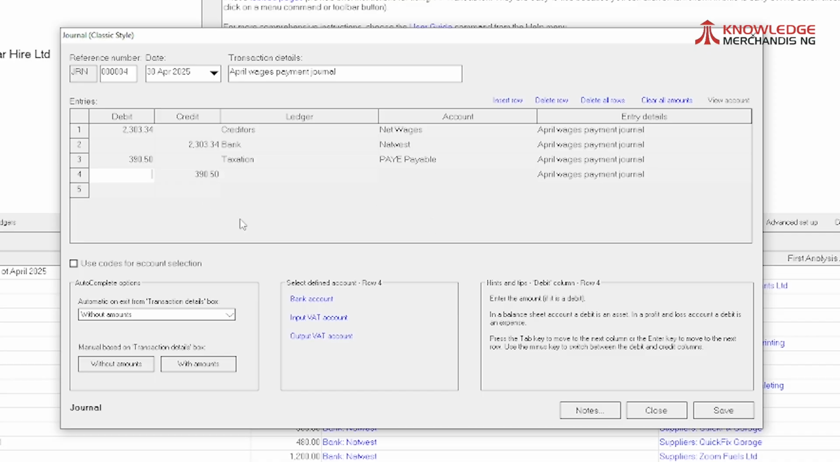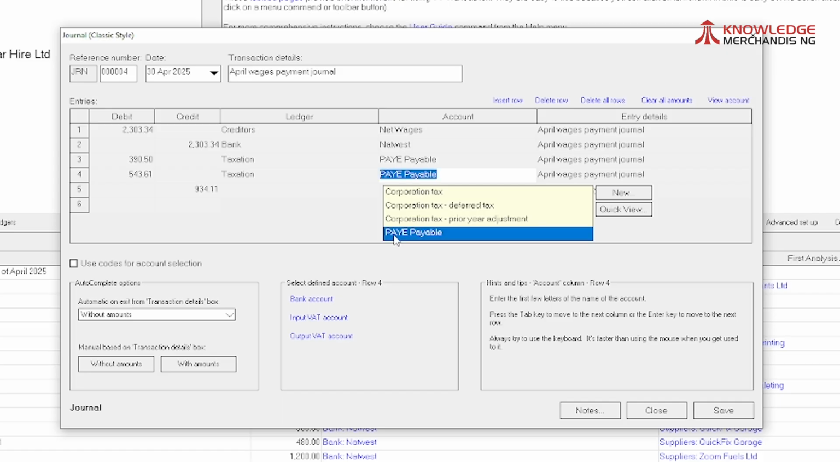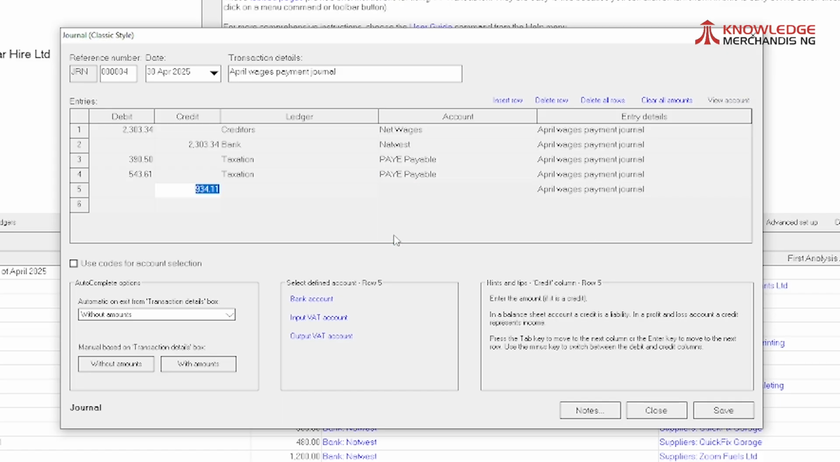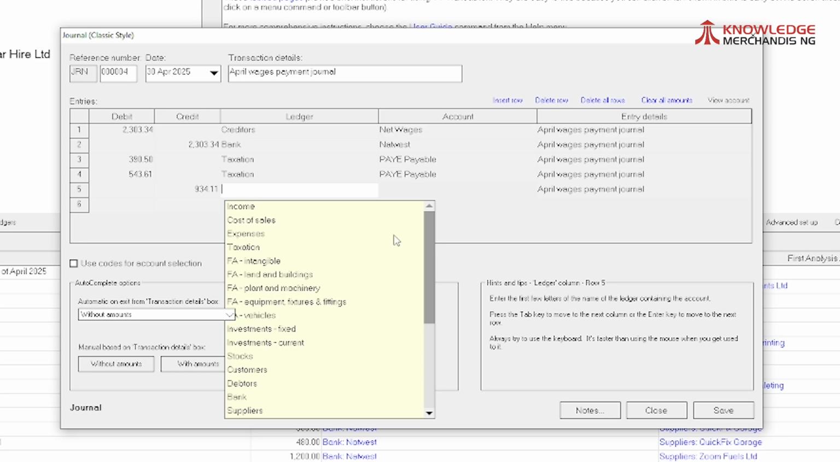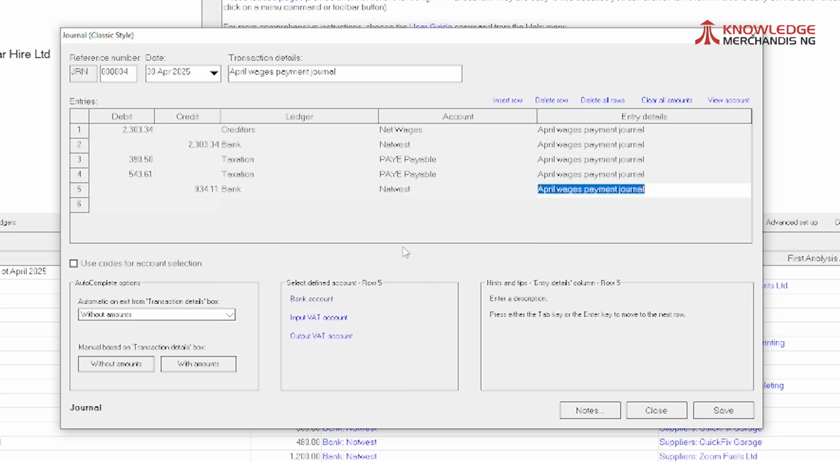And again, we also need to pay 543 pounds 61 pence. I'm just going to enter the other debit that we have to make. It's 543 pounds 61 pence. That is also put under taxations PAYE account. Now these both together are 934 pounds 11 pence, which is going to go out of our bank, and it is going out from NatWest.